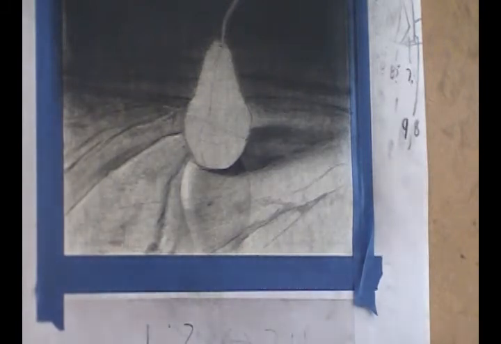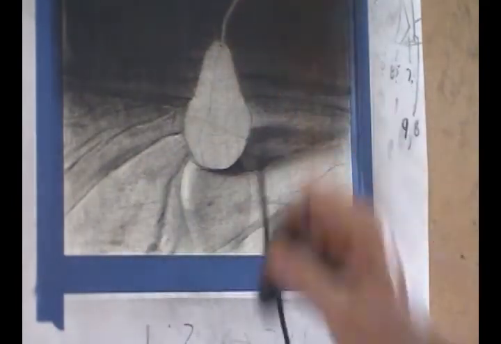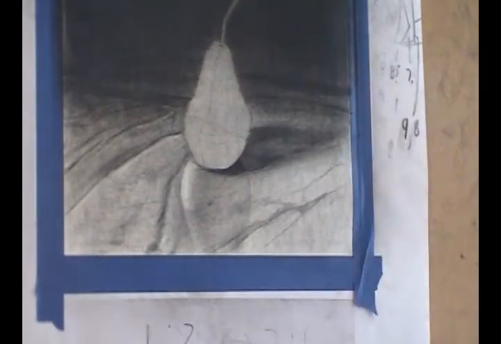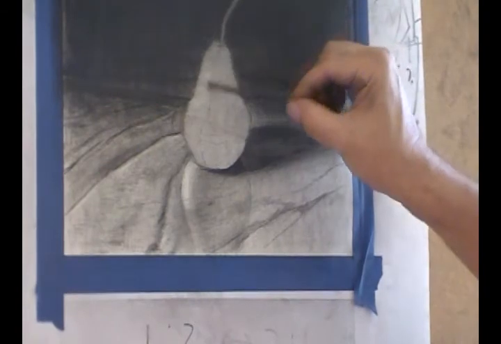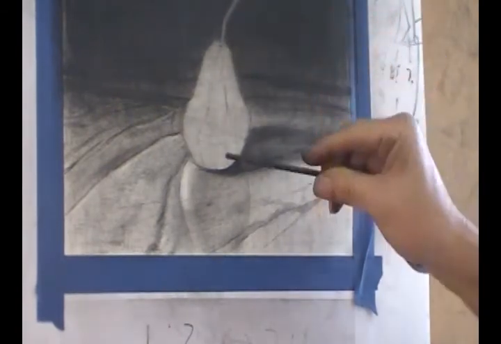So now I recommend to go right into the dark areas first. Like I did for the background, I attack the dark and then I move into the light. But before we do that, we can strategically figure out where the core of shadow is.